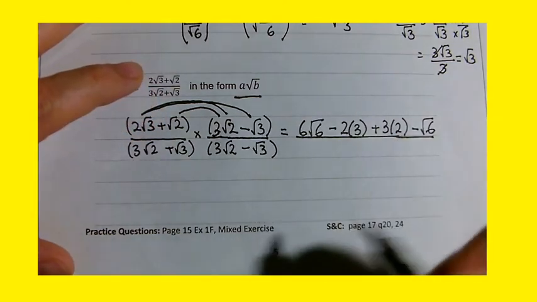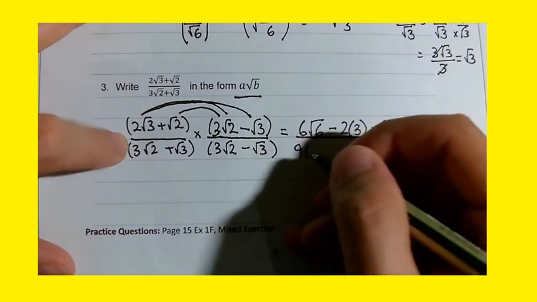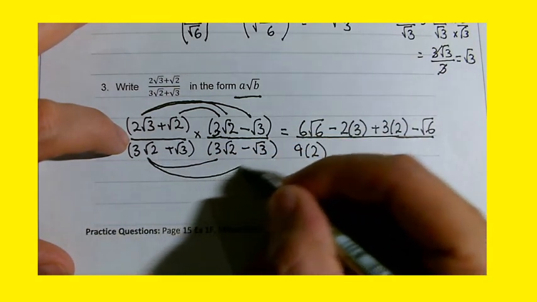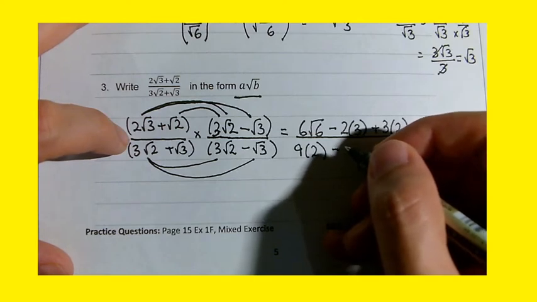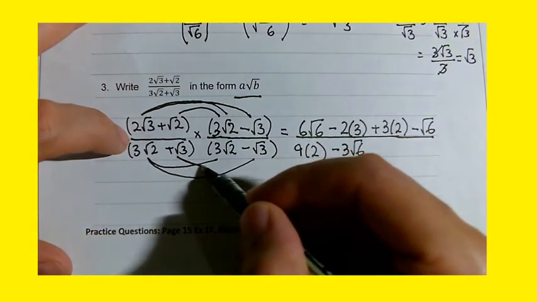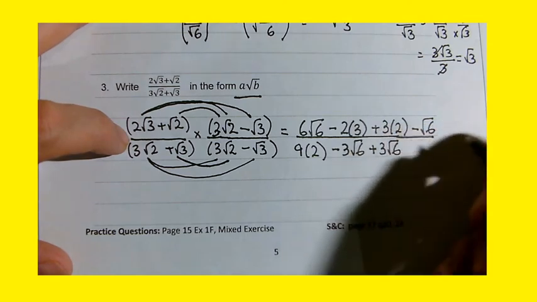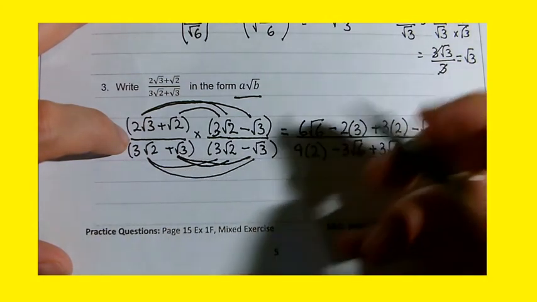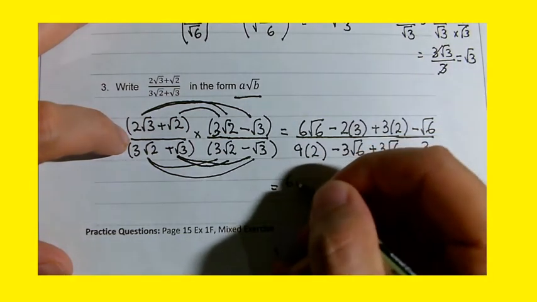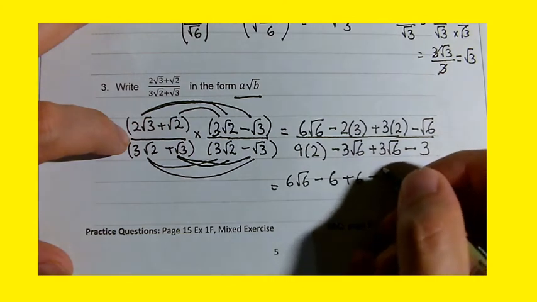So it's nearly simplified. Just got to work out the bottom. 3 root 2 times 3 root 2: 3 times 3 is 9, root 2 times root 2 is 2, so it's 9 times 2. Then you've got 3 root 2 times minus root 3, which is minus 3 root 6. And then root 3 times 3 root 2 is 3 root 6, and root 3 times minus root 3 is minus 3. So you're going to get 6 root 6 minus 6 plus 6 minus root 6.